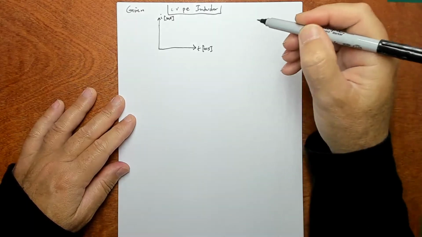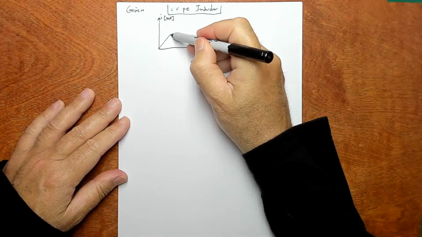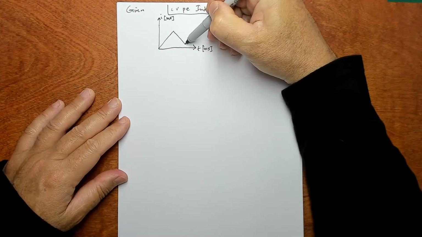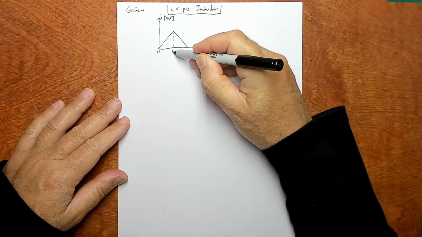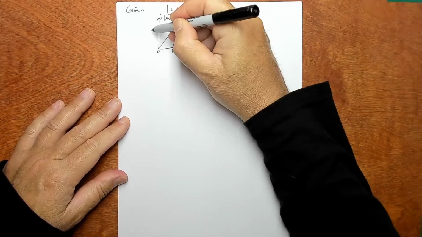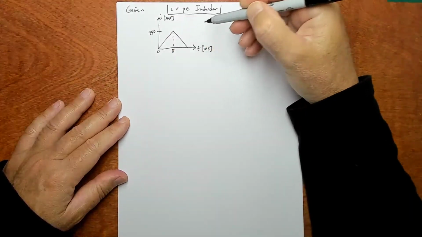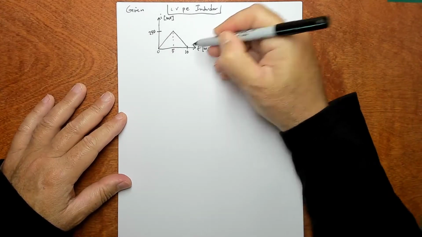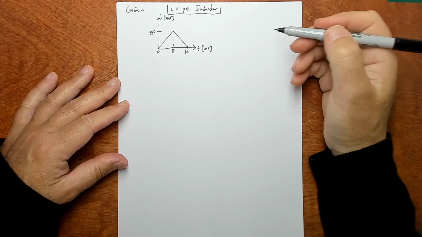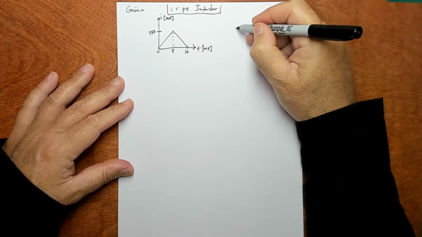We need to be careful with the units in this thing. It's a little tricky. So it goes up to 250 milliamps at 5 milliseconds, and then goes back down to 0 at 10 milliseconds. So that's given, and also this circuit's given here.